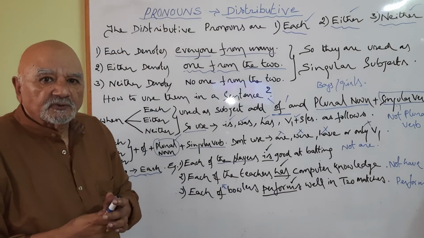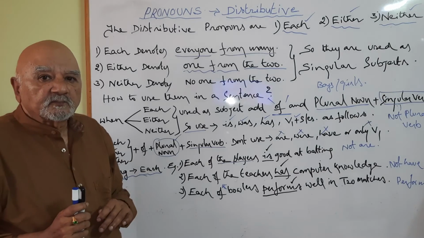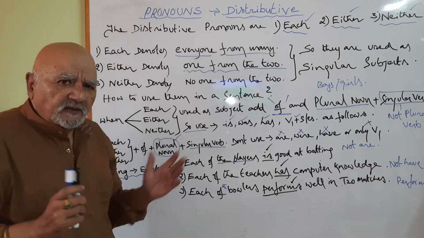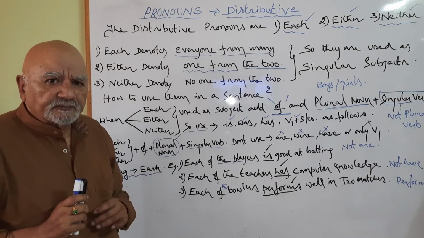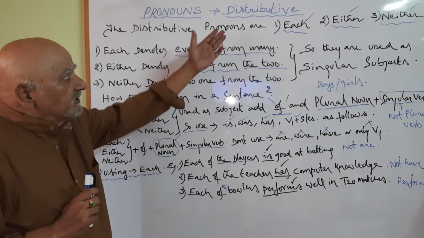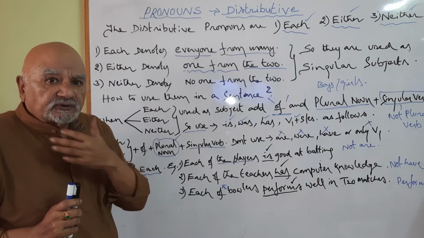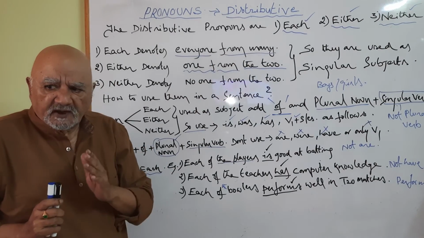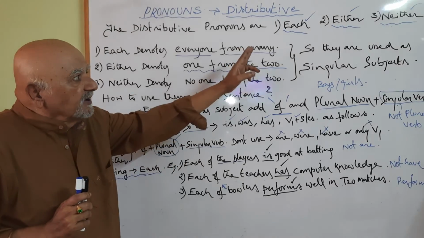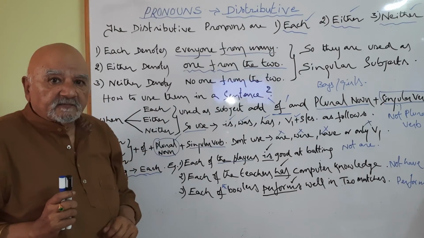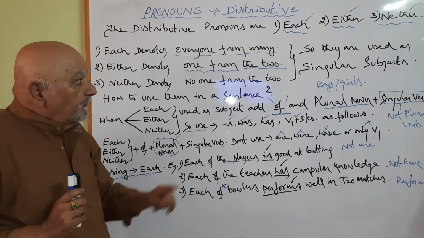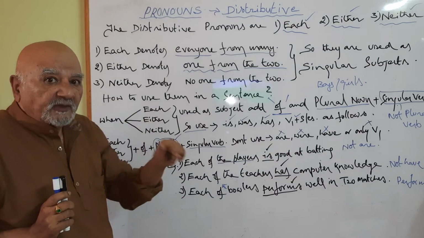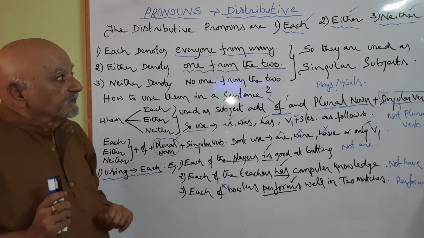So students, be careful. This is very, very, very important in any public exams, in any competitive exams. What are they? Distributive pronouns. Distributive pronouns, what are they? Only 3. Students, remember, only 3. What are they? Each, either, neither. What is the first grammatical point? Use of. Each of, either of, neither of.